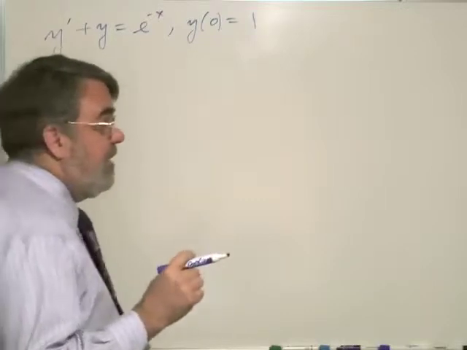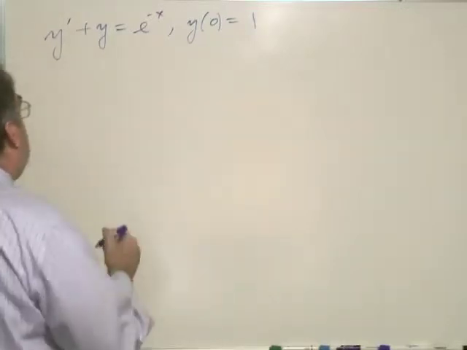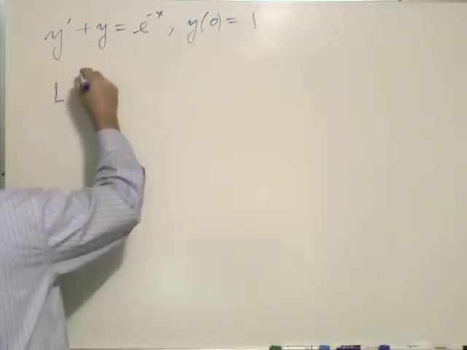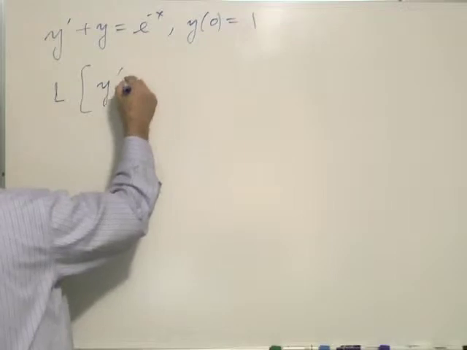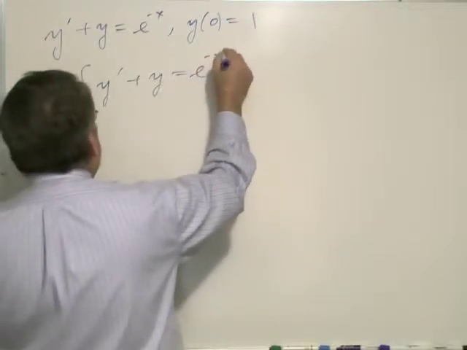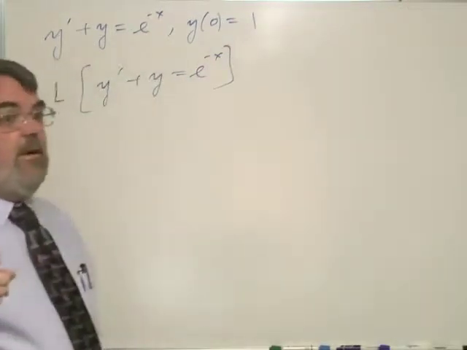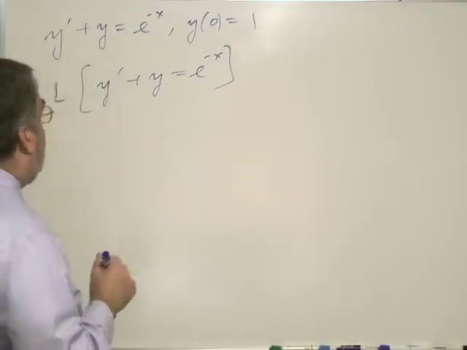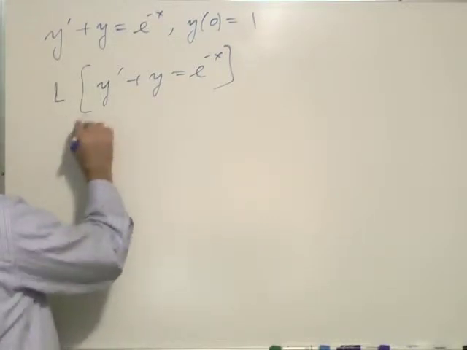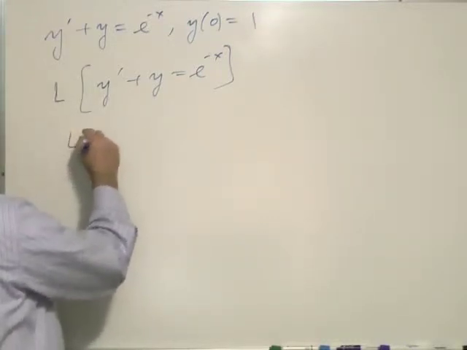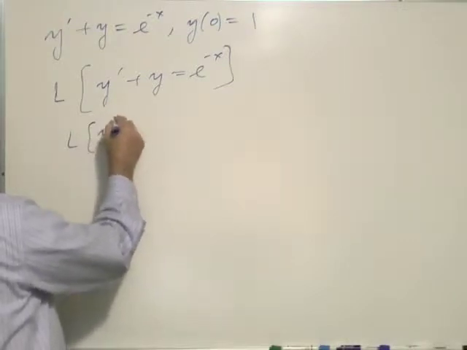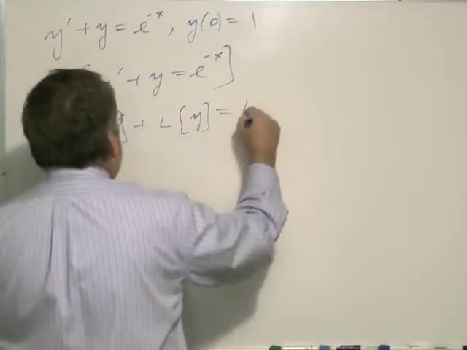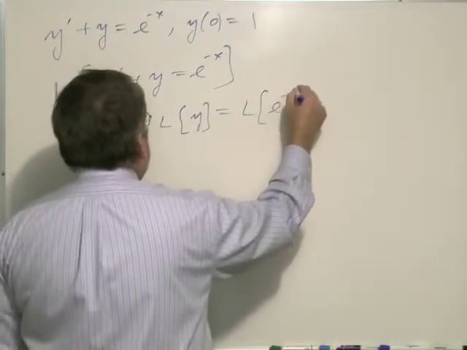So I'm going to start off, and here's where you get to see everything come together on this. I'm going to start off by taking the Laplace transform of the entire equation: y prime plus y equals e to the minus x. Now, because the Laplace transform is a linear operator, very advantageous, that means we can break this up into separate pieces. L operating on y prime plus L operating on y equals L operating on e to the minus x.